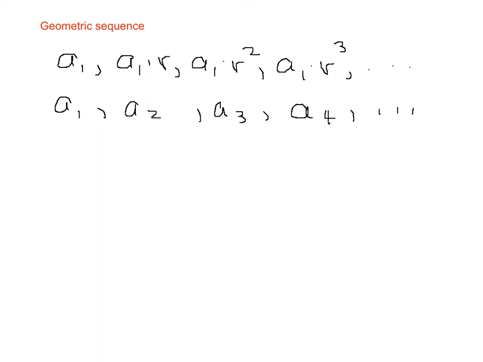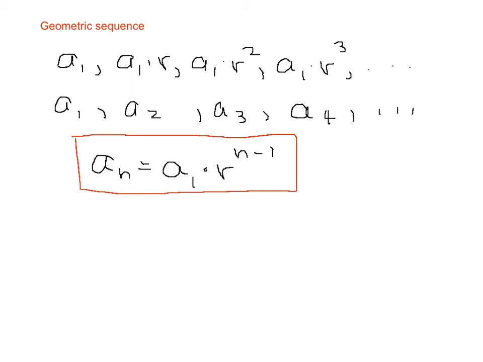The fourth term is the first term times r to the third power, 1 less. The third term is a sub 1 times r to the 2, 1 less. And so that gives us the same type of formula. The nth term is equal to the first term times r to the n minus 1. And yes, that's the big formula for geometric sequence, telling us what the nth term is going to be.